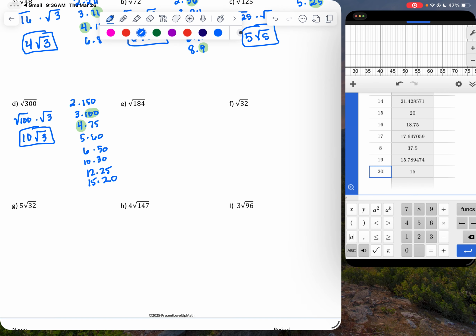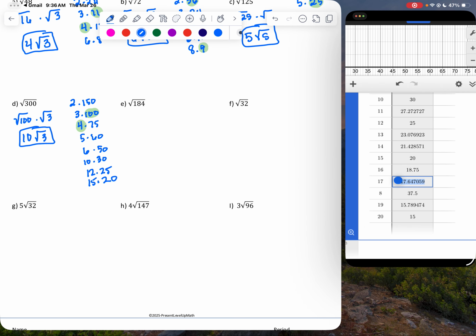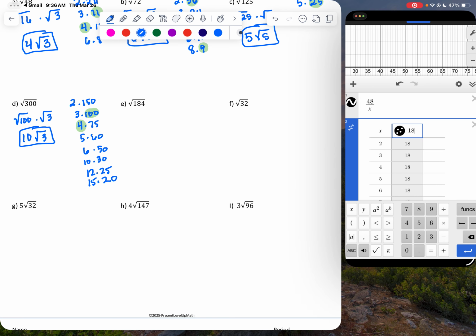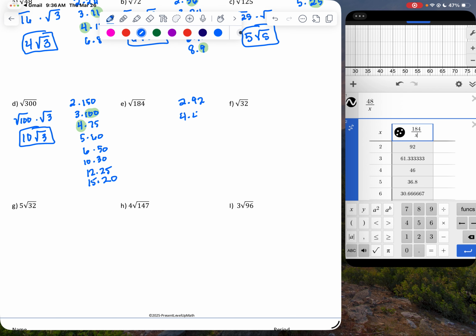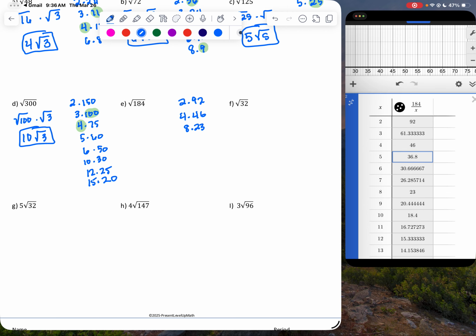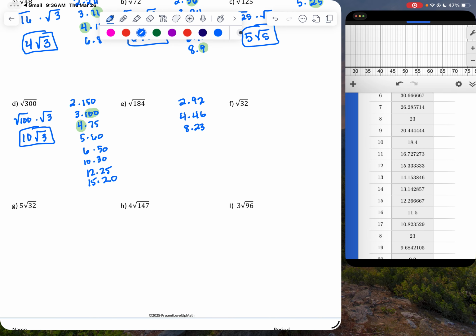All right. Next one. Oops. I want to change this to 184 divided by x. That'll give me my list of factors. So 2 times 92 will give us 184. 4 times 46. 8 times 23. And I don't see anything else.